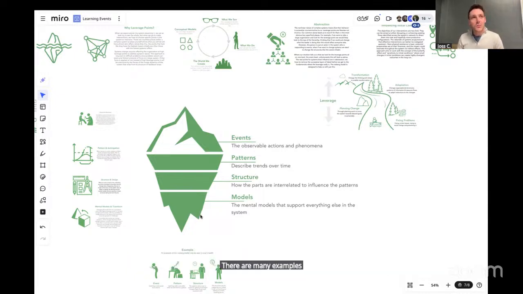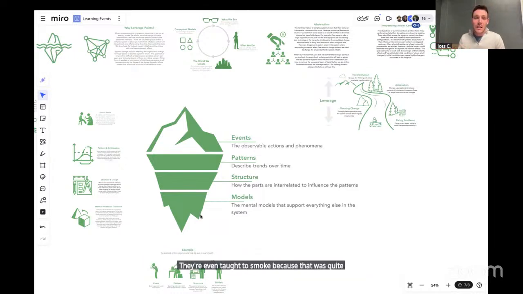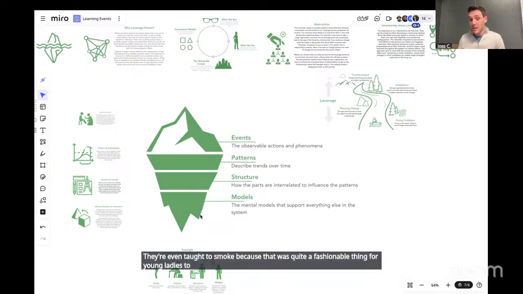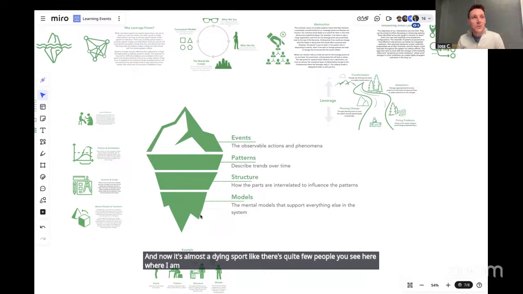I like to think of smoking. I used to talk to my grandmother, and she said that was very cool when she was growing up. They were even taught to smoke because that was quite a fashionable thing for young ladies to do in the early mid 20th century. And now it's almost a dying sport. There are quite a few people you see here in central London smoking cigarettes, and it's really gone out of fashion.